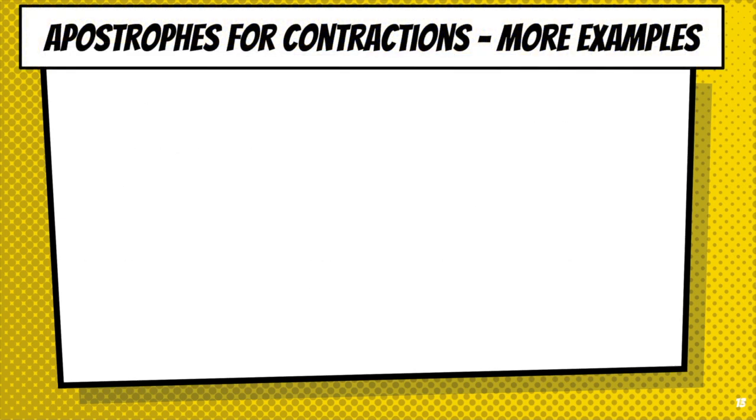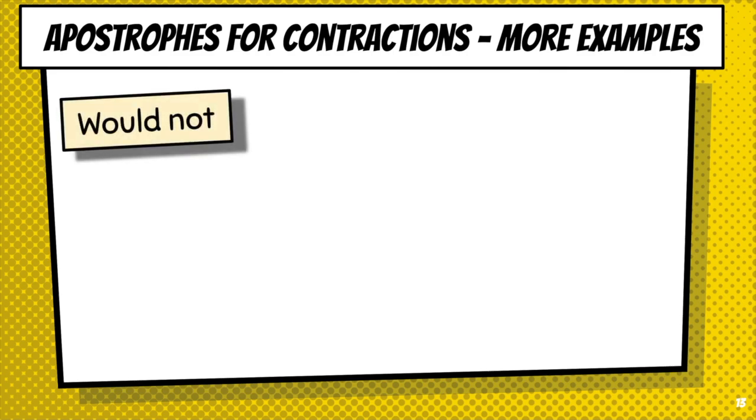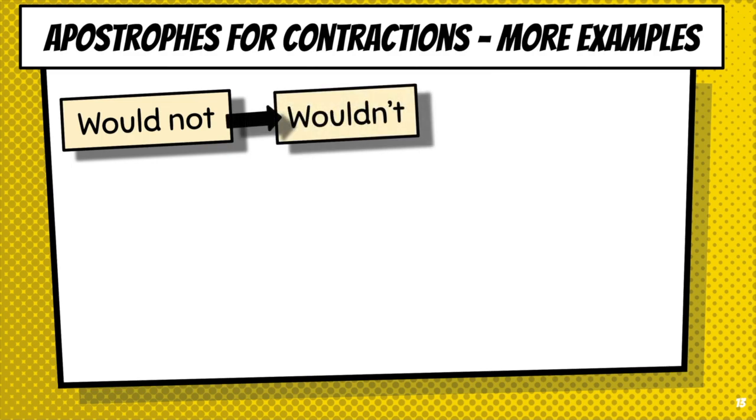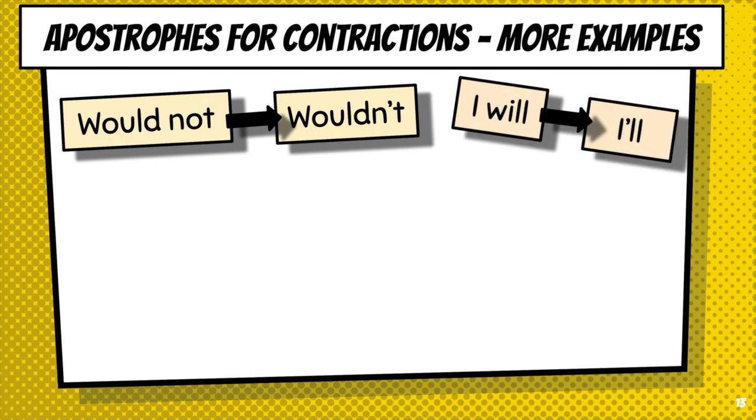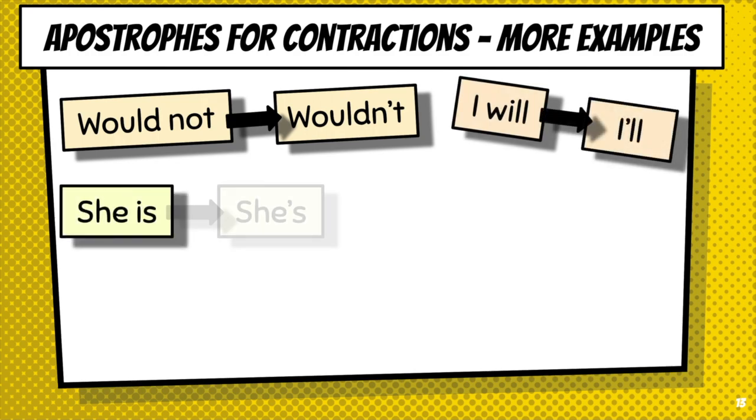Let's look at a few more examples of apostrophes for contractions, just to make sure you're really confident. So we have would not, turning that into a contraction. We're going to squeeze those words together. So would not, squeeze together, and out pops an apostrophe. The O disappears. I will becomes I'll. She is becomes she's. Again, we have to have that apostrophe there. It's what's showing us that we've dropped out a letter, and squished those two words together.